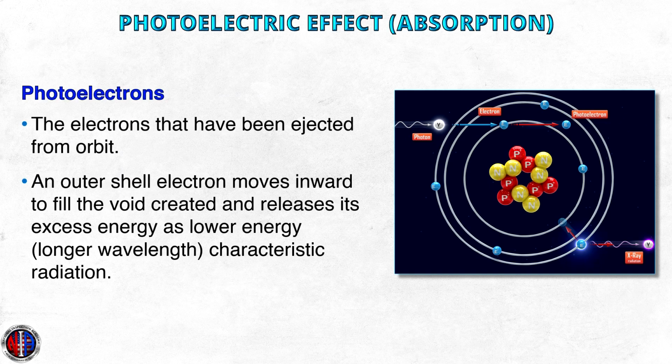The K-shell now has an electron void that must be filled. An outer shell electron moves inward to fill this void and releases its excess energy as lower energy, characteristic radiation.